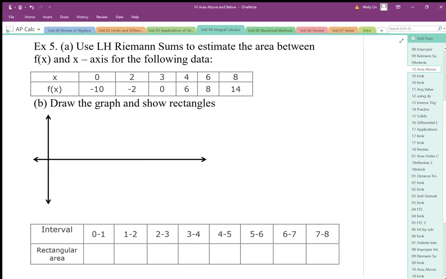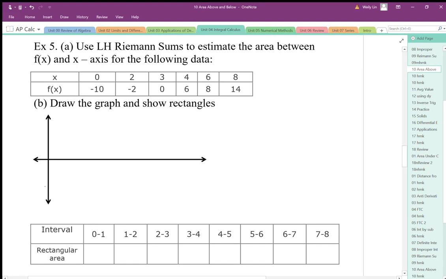With Riemann sums, we have to be aware of areas above and below. And we have to be careful to make sure we understand, are we talking about area or displacement? Okay, so in this case here, the left-hand Riemann sum to estimate the area between the f of x and the x-axis for the following data.